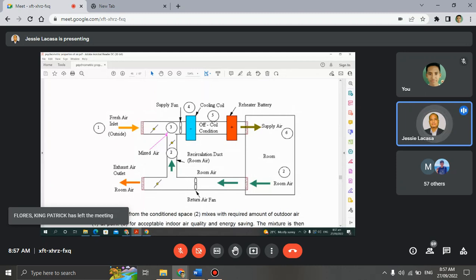There is a possibility that they are not the same, especially if there is infiltration or if your ducting is not well insulated. It can gain heat in this portion because it travels a long way. And also, if the supply fan is located here, after the cooling coil, this is called a draw-through arrangement. This one is a blow-through arrangement, where the fan pushes air toward the cooling coil.